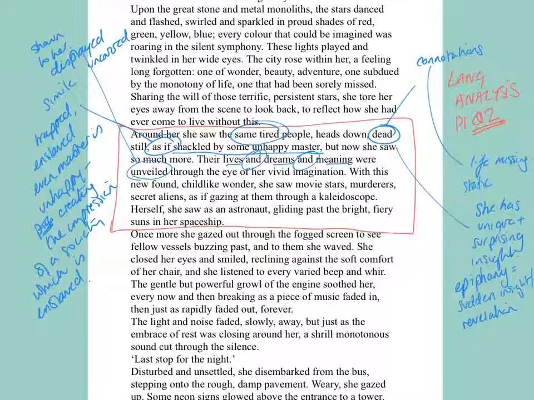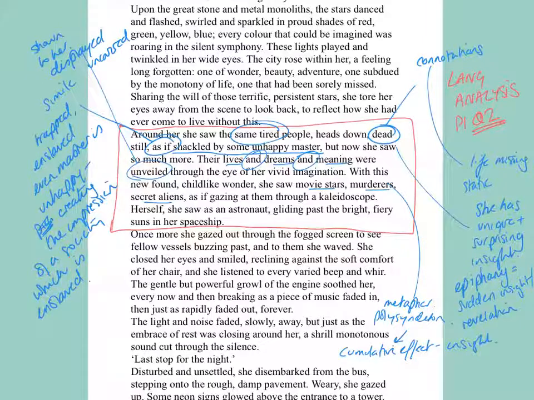With this newfound childlike wonder, she saw movie stars, murderers, secret aliens. So that's the metaphor. And again, you've got the polysyndeton adding to the kind of cumulative effect of her insight. Movie stars, murderers, secret aliens. She's dealing with the language of film and fantasy. Excitement. Which, compared to before, all of a sudden the same tired people are now really exciting. So there's the contrast.